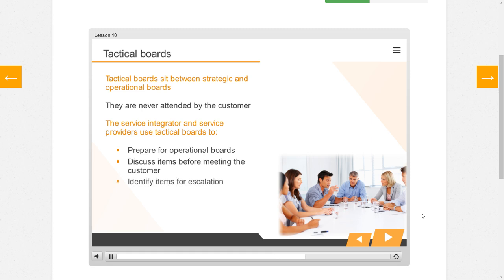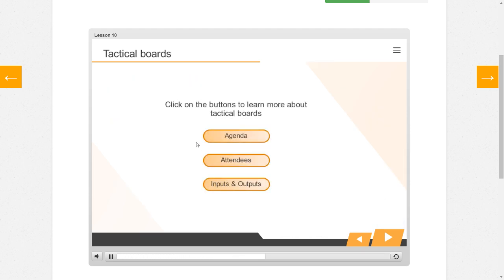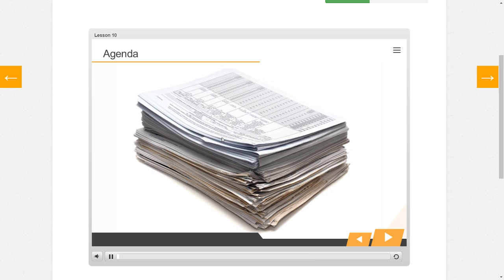The tactical board can be used to identify items for escalation to the strategic board and acts as a point of escalation for the operational boards. Tactical boards are usually held on a monthly basis. To learn more about tactical boards, click on each of the buttons.